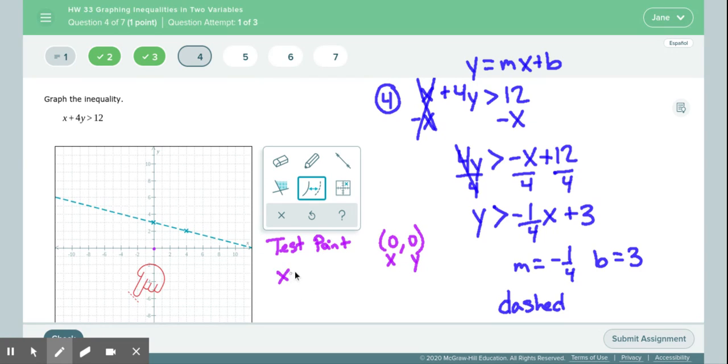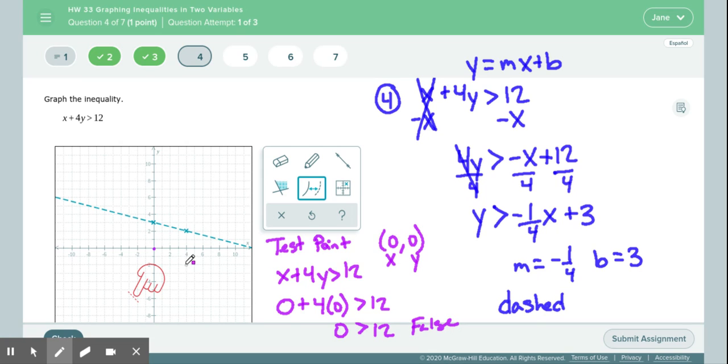So instead of writing x plus 4y is greater than 12, I'm going to replace x with 0, plus 4, and instead of writing y, I'm going to replace y with 0, is greater than 12. So 4 times 0 is 0, plus 0 is 0. Is 0 greater than 12 true, or is that false? Well, 0 is not bigger than 12, so that means that this is going to be false.